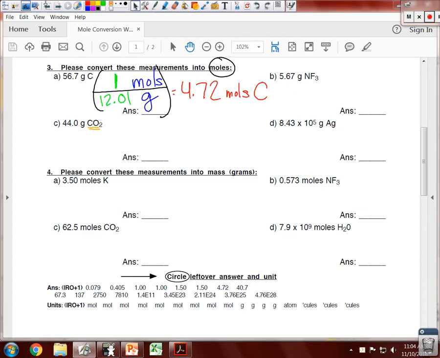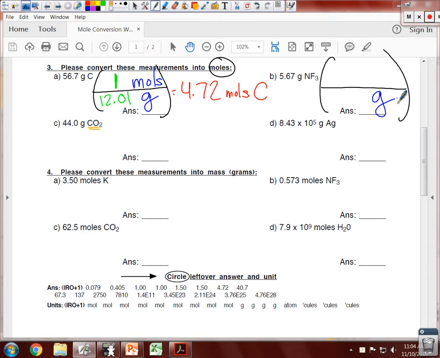Let's go down and let's do C. Now, this is going to be fairly simple. As a matter of fact, let's just do B because I don't want to do C. Let's do this one. So we've got 5.67 grams of NF3. Now, just like with the last problem, I want to get rid of grams and I want to get into moles. So if I want to cancel grams, where do I put it? Put it on the bottom.